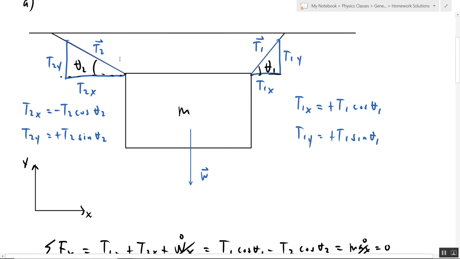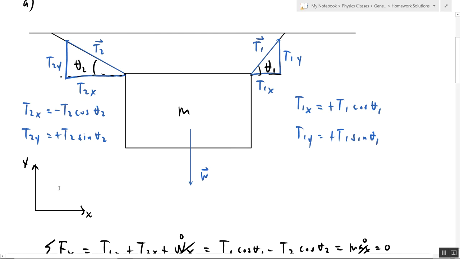So the x part of T2 is in the negative x direction, and the y part's positive. T1 has a positive x part, positive y part. The x parts are both cosine. The y parts are both sine because they're opposite. So that's where T2x is minus T2 cosine theta 2 comes from. And T2y is plus T2 sine theta 2. T1x is plus T1 cosine theta 1. And T1y is plus T1 sine theta 1, which isn't anything new. It's just exactly like what was done in the notes.